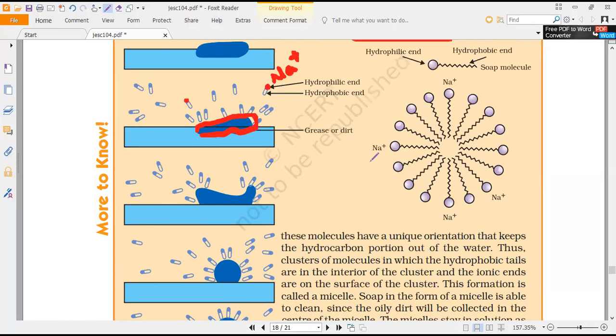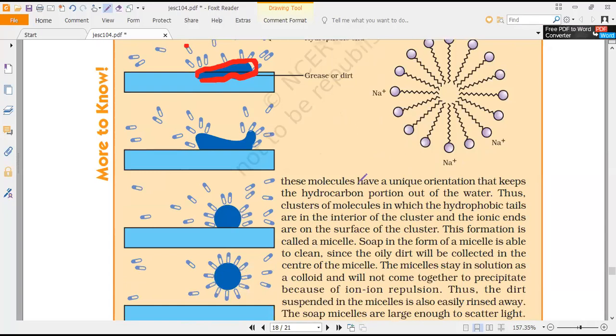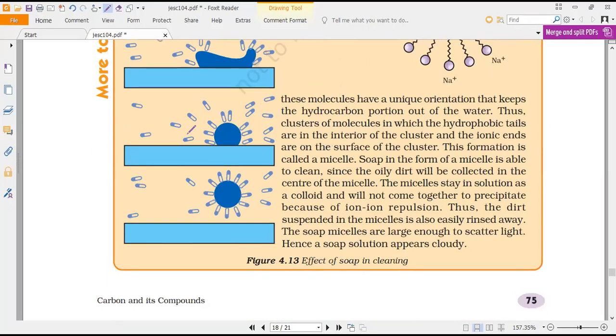So hope everybody understands. When we are rubbing with our hand, slowly these hydrophobic tails will be attracted towards the grease molecules or whatever oil molecules, and they will come out in the form of a cluster. That is what you can see, a group of hydrophobic tails trying to remove that oil from the surface of the cloth. That is how the cloth shows clean with the help of soap solution.